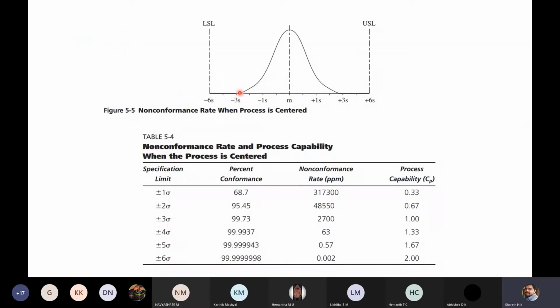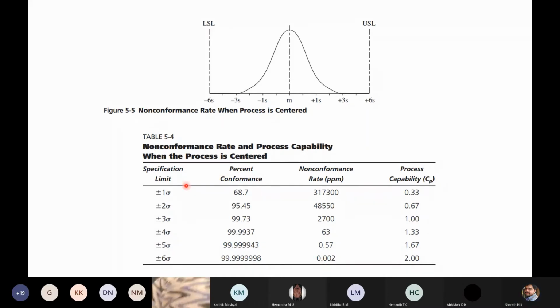So this is the typical normal distribution curve, and it has an upper specification limit and a lower specification limit, and these specification limits are placed at 6 sigma. You can see plus 6 sigma and minus 6 sigma. If you consider the specification limit as plus or minus 6 sigma, then it will cover 99.99998%, so only 0.002 units per million. Per billion, only 2 are defective.